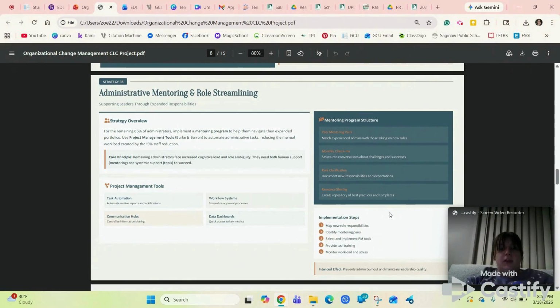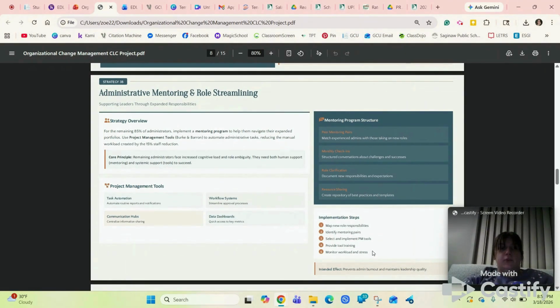Some steps to this implementation are to map new roles and responsibilities, to identify mentoring pairs, because not all pairs will work well together. We need to make sure that everyone is able to work together nicely. We're going to select and implement these different tools so that we can streamline all of this information effectively. We're going to provide the tool training because no one is able to effectively use something if they are not well trained in it. And we're going to monitor the workload and stress of these administrators, as creating an entire new system can be very daunting.